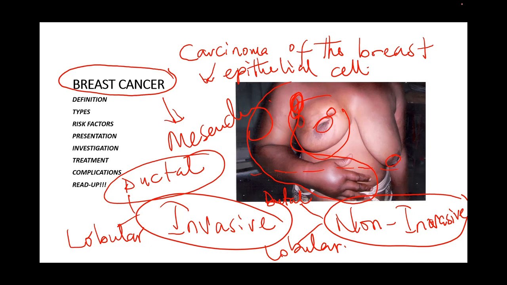What are other risk factors aside age and sex? Other risk factors will include genetic factors. When there are mutations of some genes, commonly BRCA1, breast cancer gene 1, and BRCA2. These are tumor suppressor genes.